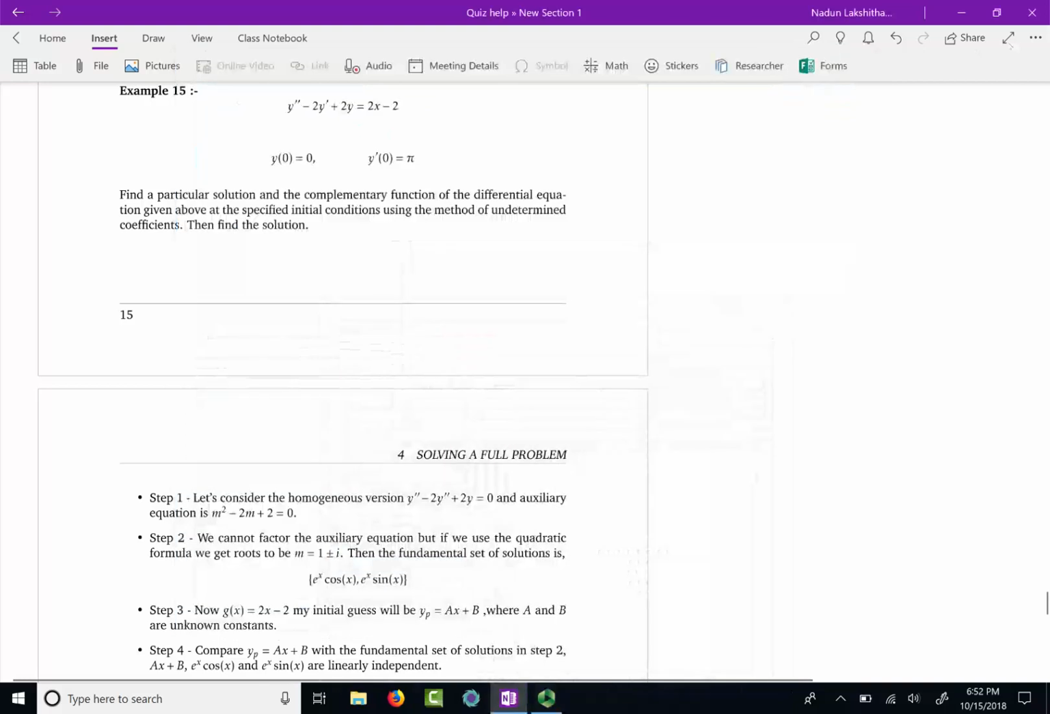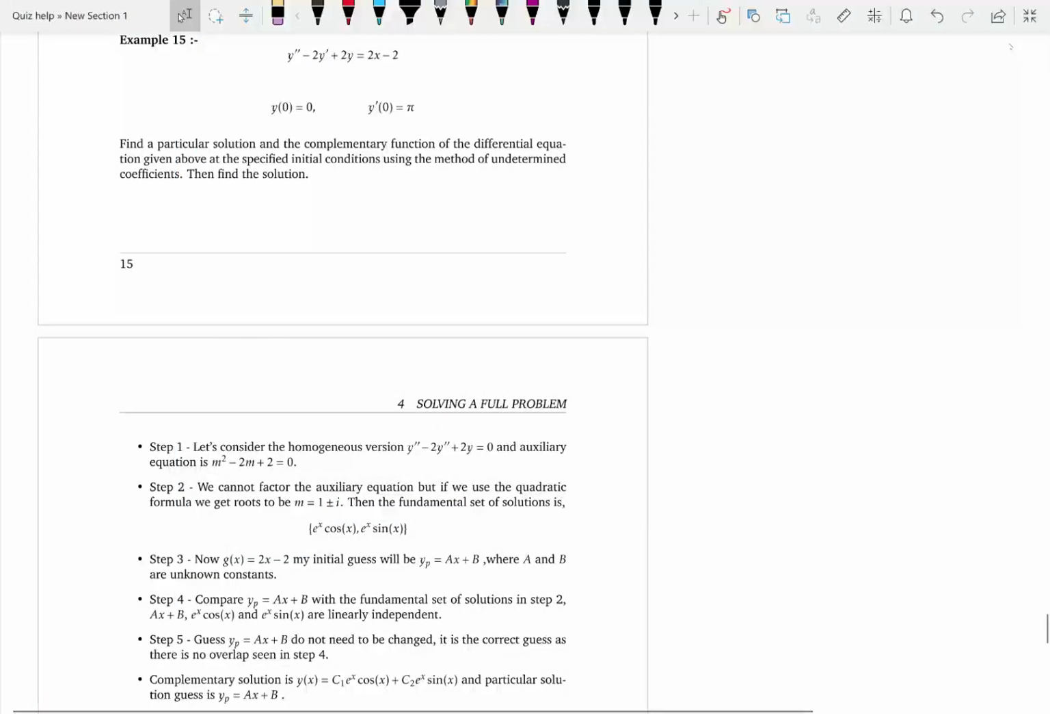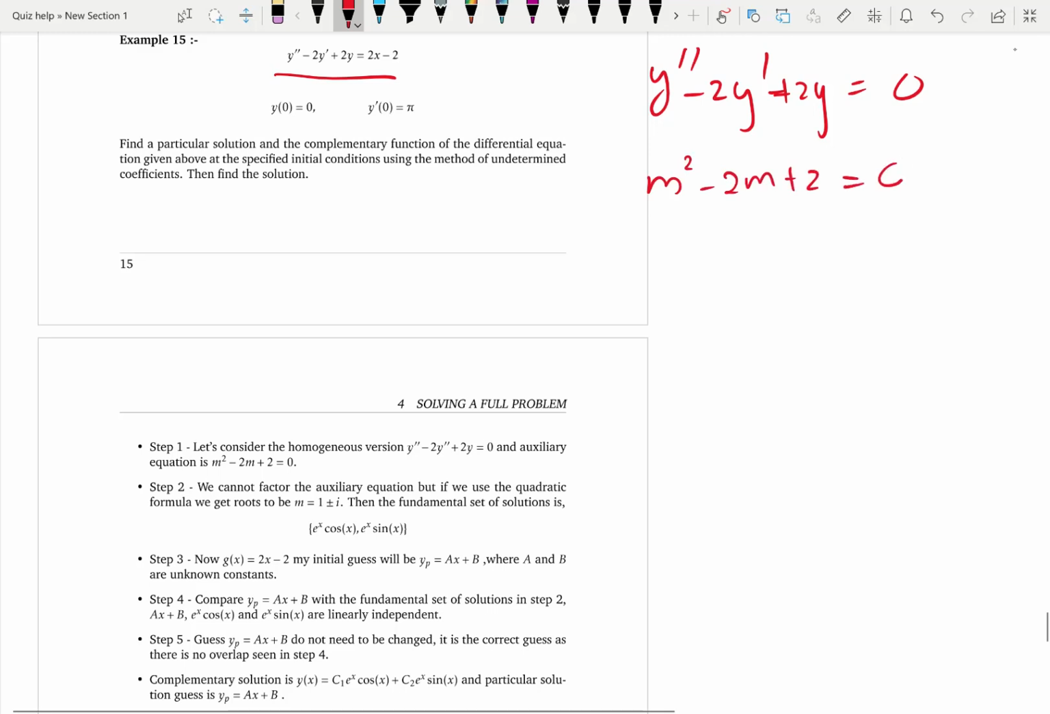Okay, so let's look at another example of the method of undetermined coefficients. So we have this differential equation. What we do is we start with the auxiliary equation, the homogeneous version of the equation, my bad. So now the auxiliary equation is m squared minus 2m plus 2 is equal to 0. And then, well, we have to use the quadratic formula here. We cannot factorize it. If you do use the quadratic formula, I will give you the answer.